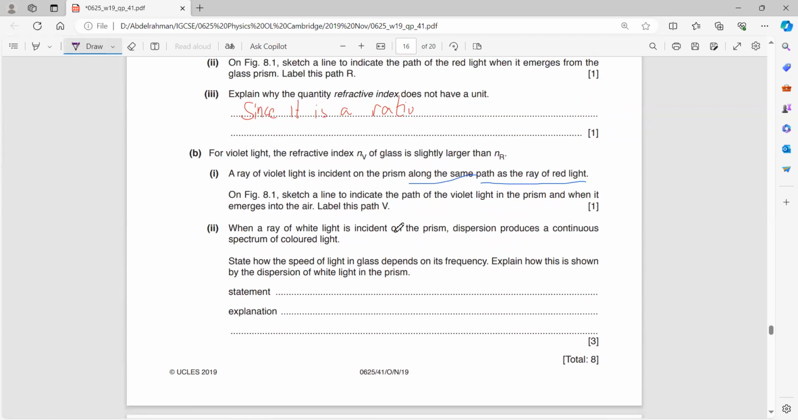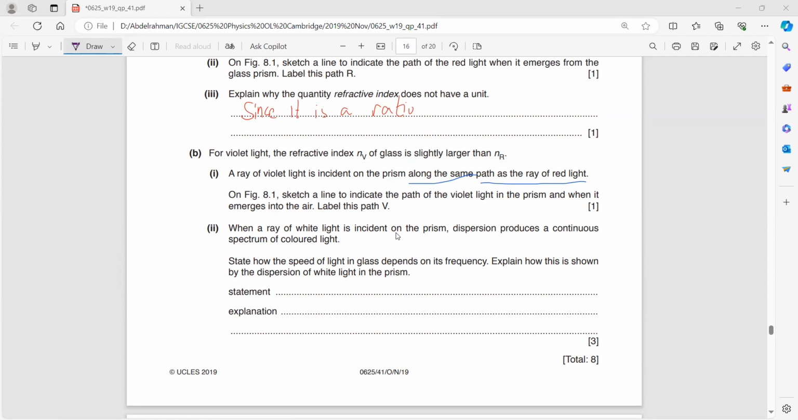Can someone tell me how does the speed of light inside the glass depend on the frequency? حد يعرف يقول لي? Can you say something that has to do with the wavelength? They're opposites, يعني when there's a color that has a high frequency it will have a low wavelength. تمام, بس what does it have to do with the speed?